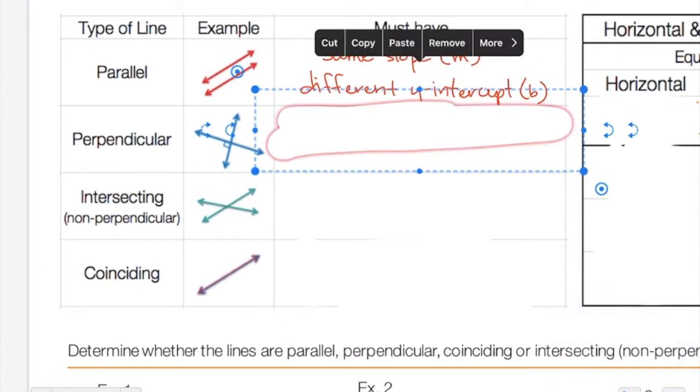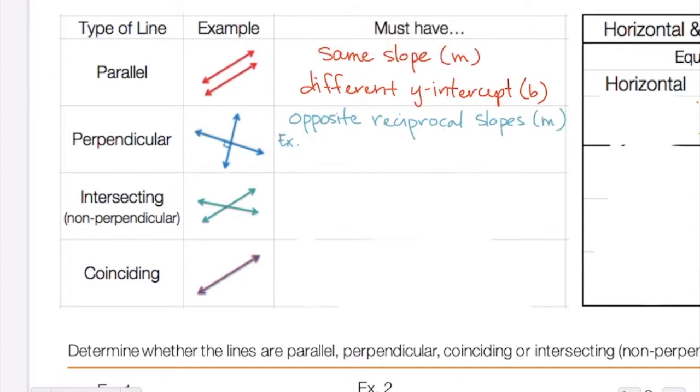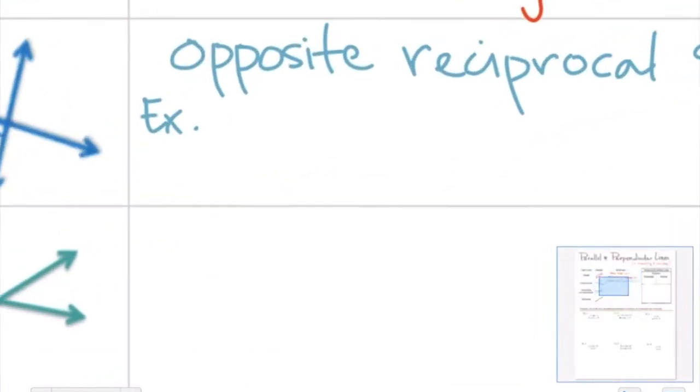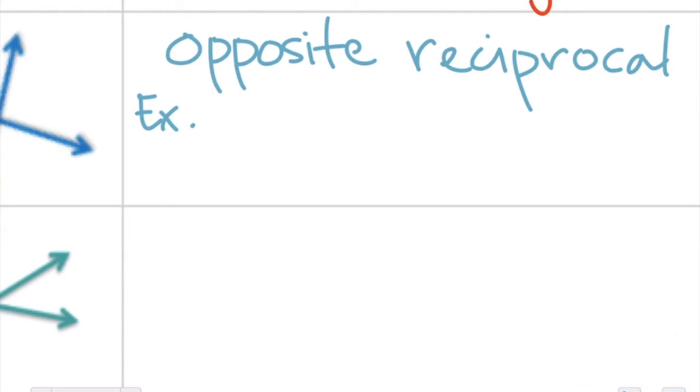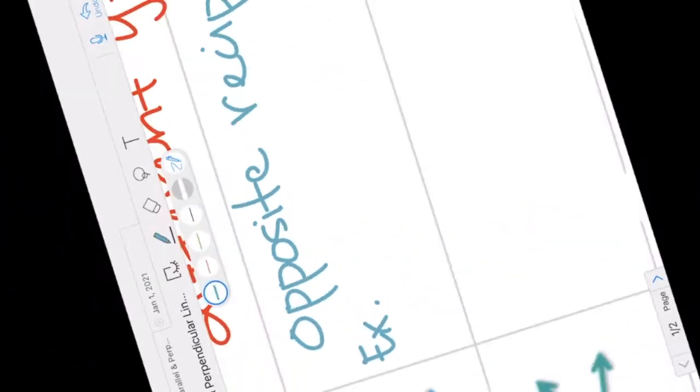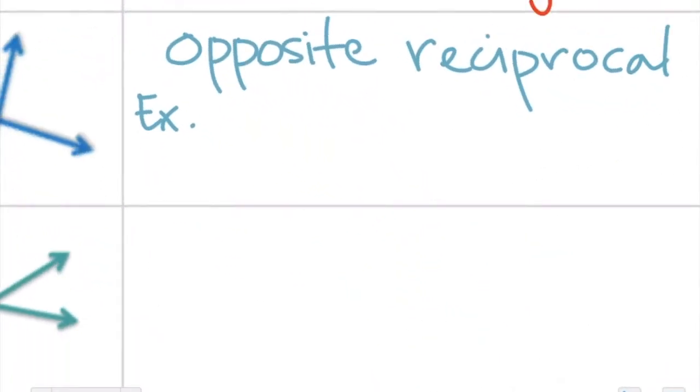What are the rules? The rule is really specific here. We don't care about the y-intercepts, but the slopes have to be opposite reciprocals. Let's talk about what that means. So an opposite reciprocal, when you think opposite, think sign. So we're talking about positive versus negative. And a reciprocal is a flip.